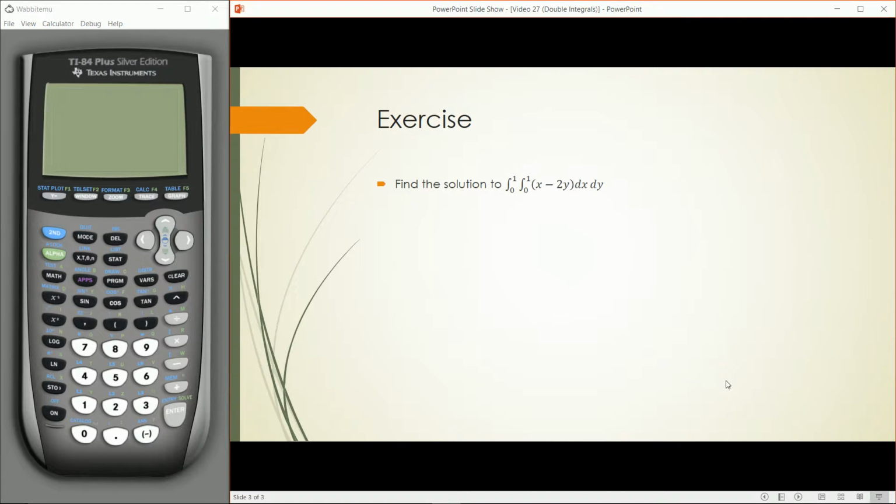All right, so let's go and give you an exercise to try out. So I want you to find the solution to this double integral. All right, if you're having trouble to start with, remember, put the parentheses around and just view it one integral at a time. And keep in mind, for the inner integral, y is just a constant.